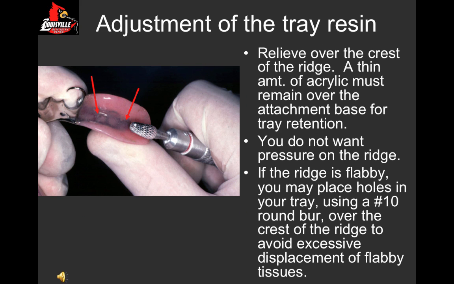Relieve over the crest of the ridge in the impression tray down to a thin amount over that base attachment. This allows for some space for the impression material. If the ridge is flabby, you may want to place some holes in your tray over the crest of the ridge using a number 10 round bur. This is to avoid excessive displacement of tissues when the impression is made in the tray.